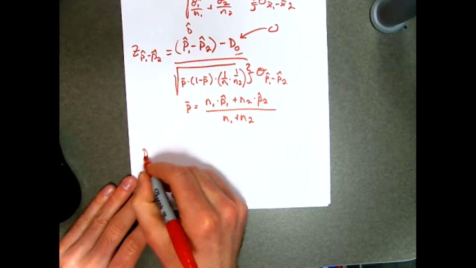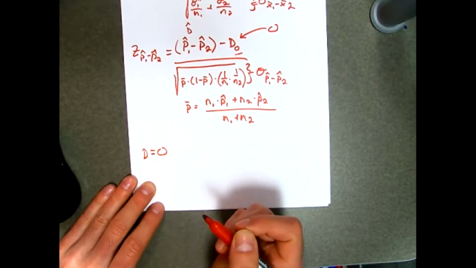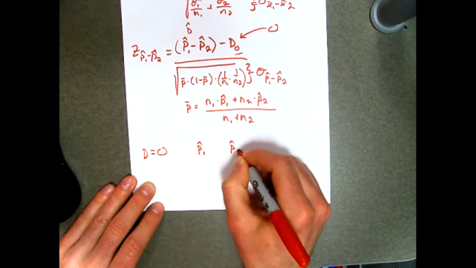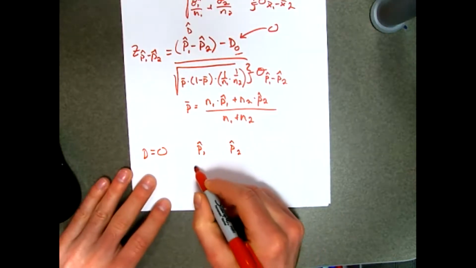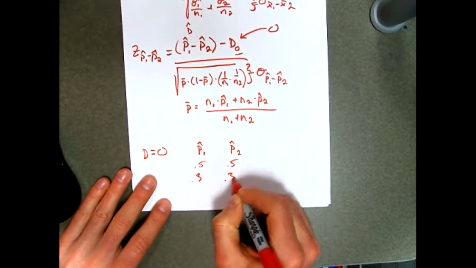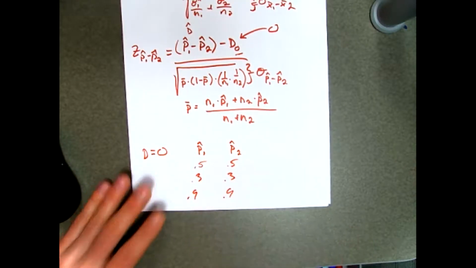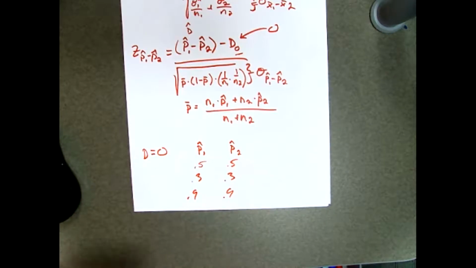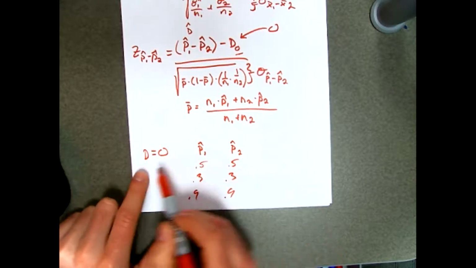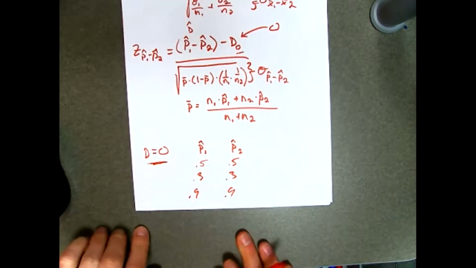Well, the problem is, let's say I assume that that difference is equal to 0. What are some values for my sample proportions that would actually support that? Well, they could both be 0.5. They could both be 0.3, 0.9. I'm not actually saying anything about the assumed true values of the population proportions. I'm only saying something about the assumed true difference.